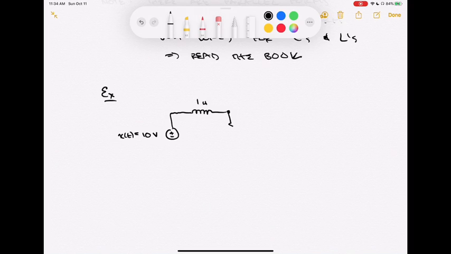And from that node, I'm going to have a resistor, and I'm going to let that be a 5 ohm resistor. And there's going to be a switch here. I'm going to let that switch open at t equaling 0. So at t equaling 0, the switch is going to open.